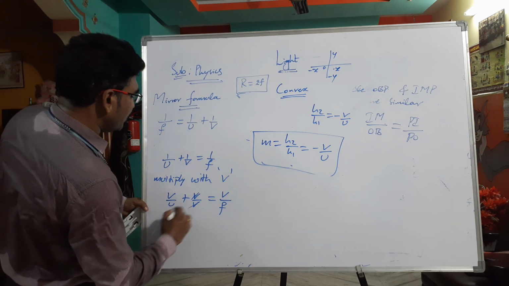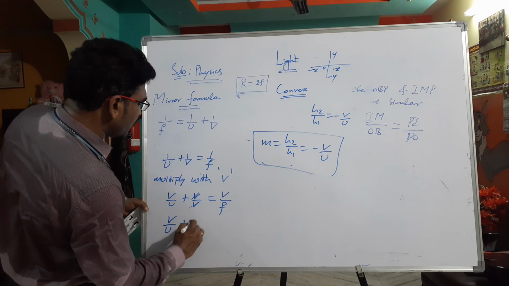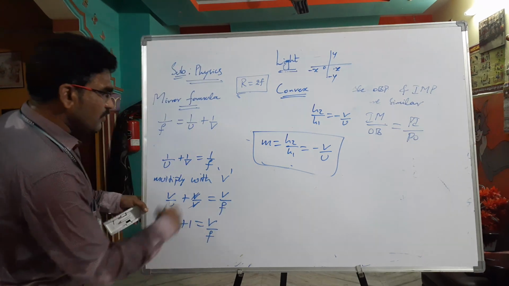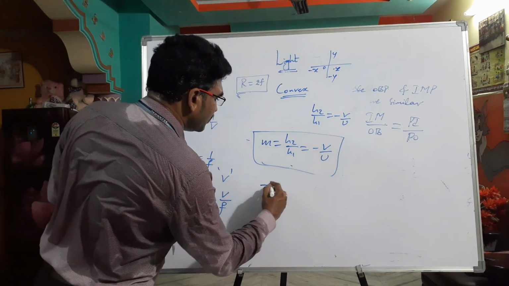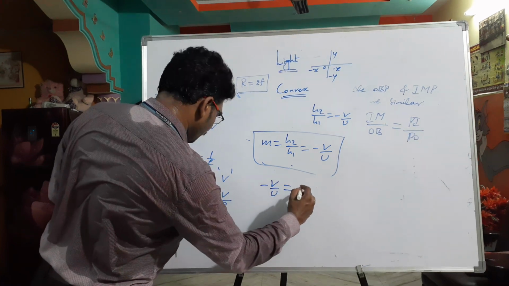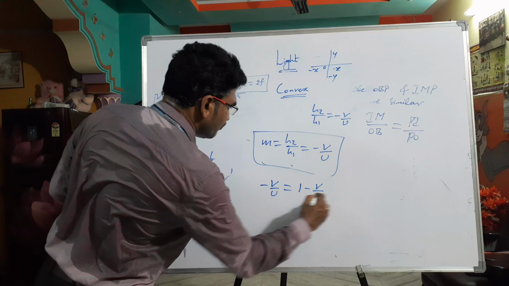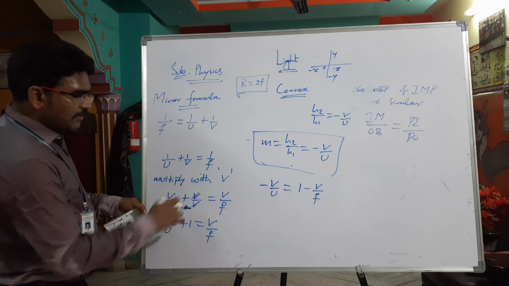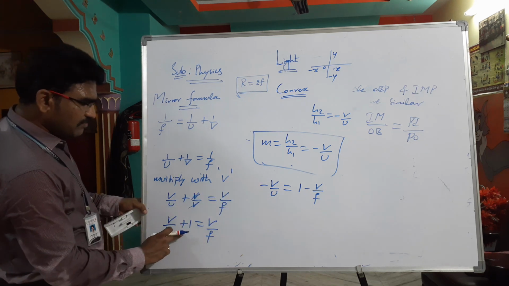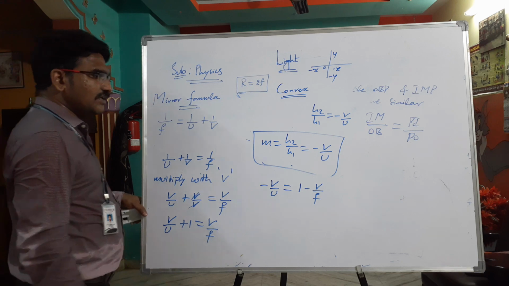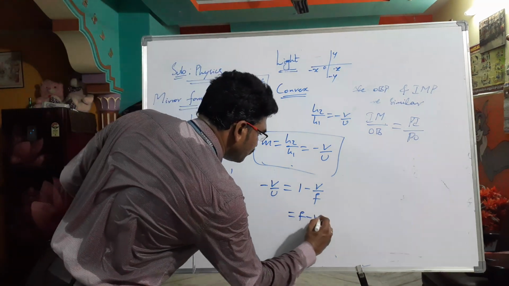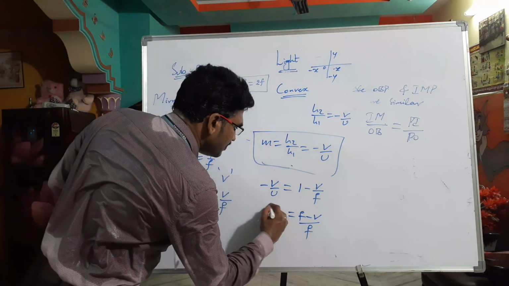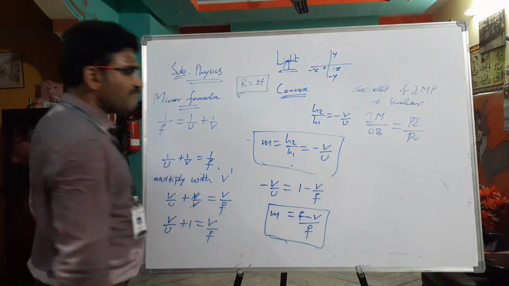Then v by u plus 1 is equal to v by f. Now I will take this v by u to the other side, so minus v by u is equal to 1 minus v by f. This one comes to this side, then it becomes f minus v by f. But we already know minus v by u is nothing but m. So m is equal to f minus v by f.